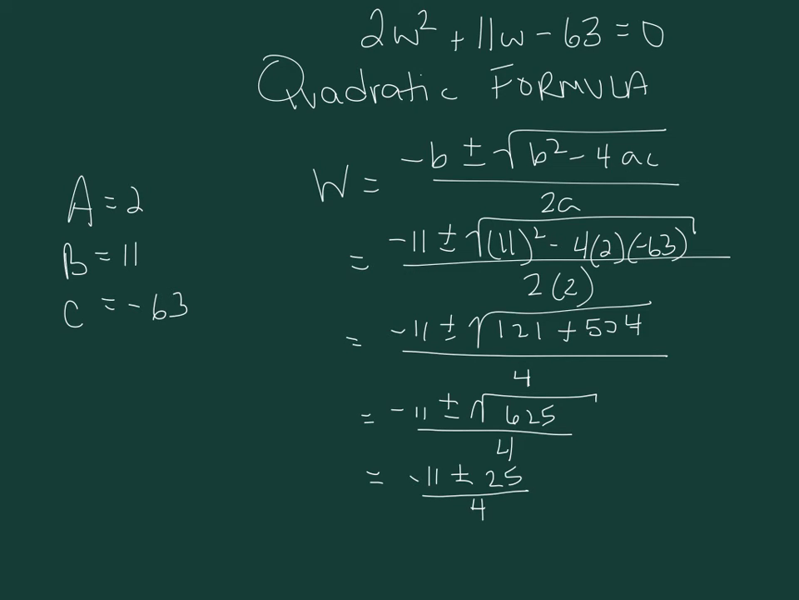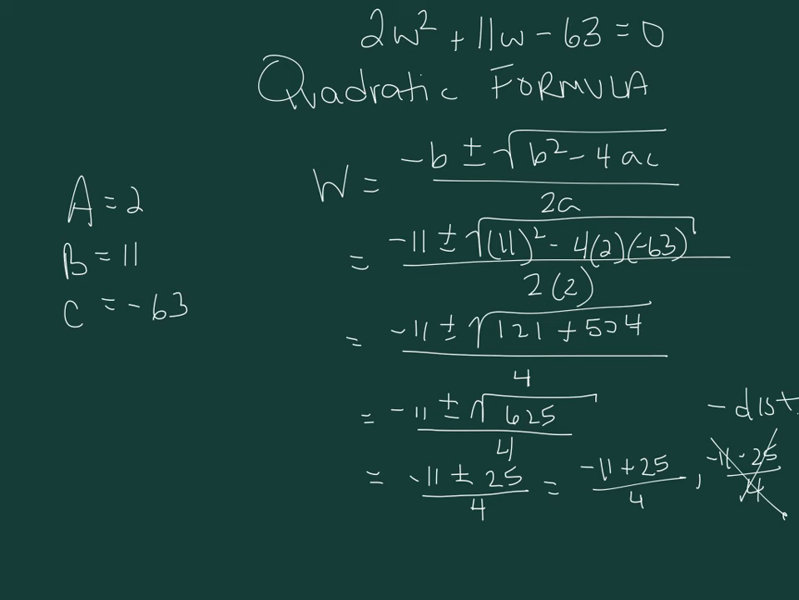Now, the thing here is this now breaks into negative 11 plus 25 over 4 and negative 11 minus 25 over 4. This one will not make sense because we'll get a negative distance, and you can't have a negative distance when dealing with a rectangle. It has to be all positives, so therefore we can automatically eliminate that as an option, and we focus on negative 11 plus 25, which is going to be 14.